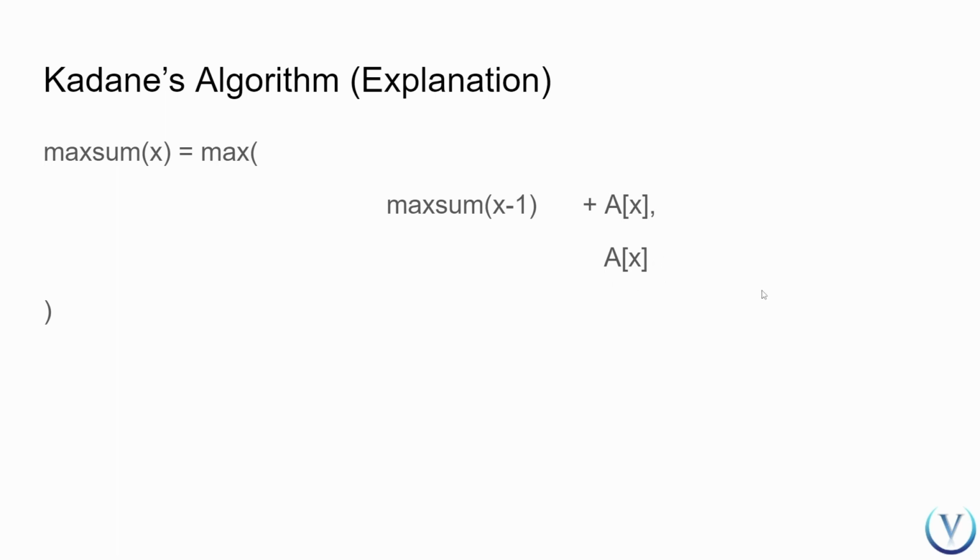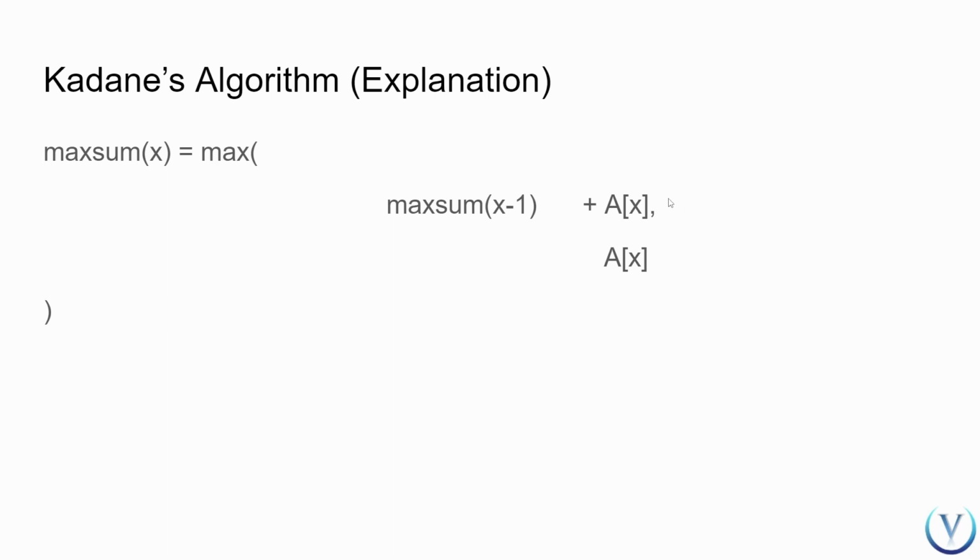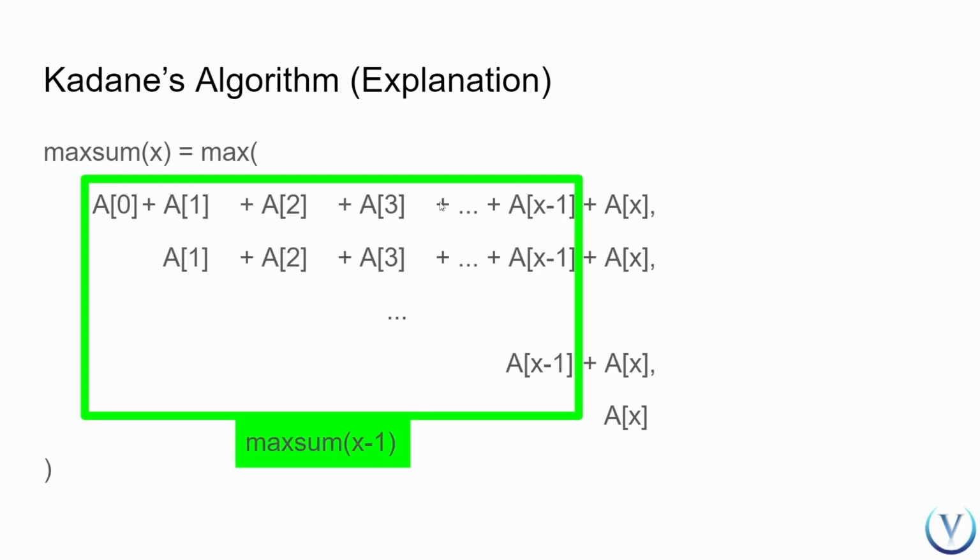Now, this has saved a lot of time because in the previous calculation, we needed to look through O(n) possible candidates for the maxsum of x. However, now we only need to look through 2 possible candidates for maxsum of x, provided we have calculated maxsum of x minus 1 first. And this, if we look carefully, is just a recursive definition for maxsum of x. And that is how we use dynamic programming to speed up computation. We observe a repeating substructure, which is this triangle over here, and we realize that we do not need to recompute it if we have calculated it before.